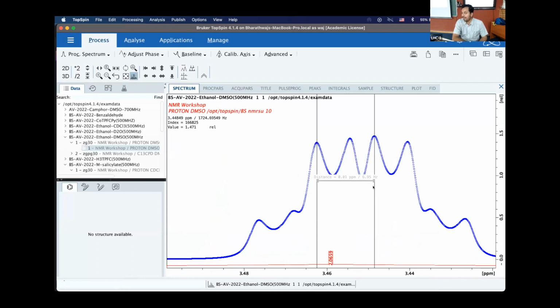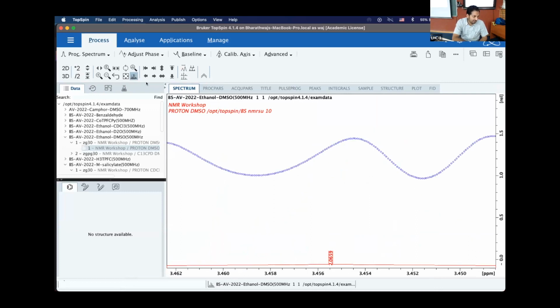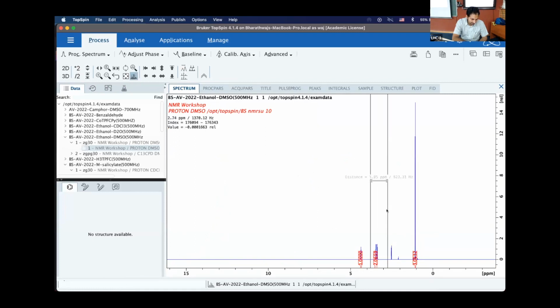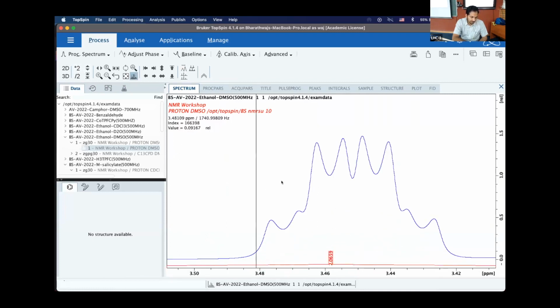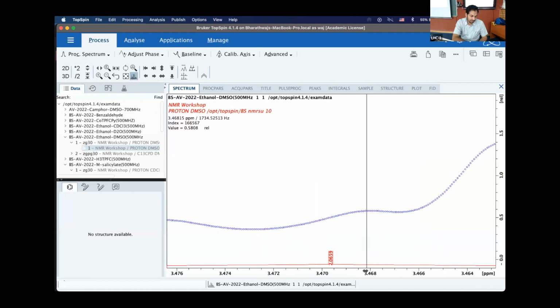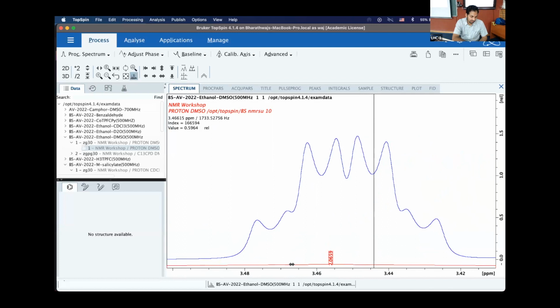I'm measuring the maxima to a maxima. Be careful when you measure scalar coupling. You can always measure it within a certain range. For instance, you can measure it from this peak to this peak. That will also be 7 Hertz. This is what we learned in the AMX type system. You can always measure it from here to here.